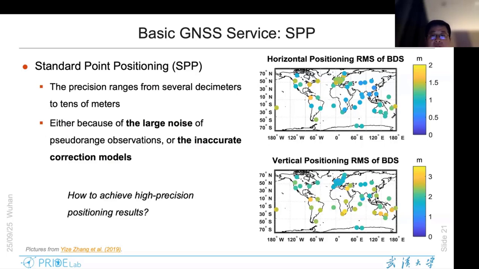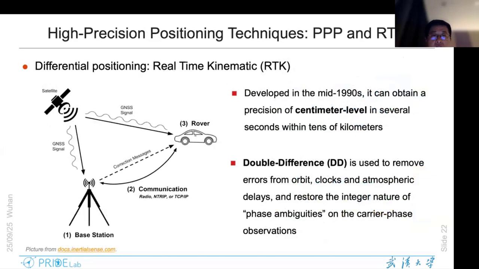we normally don't have precise models to correct for the troposphere delay, the relativity effects, as well as the orbital errors. So because of that, even if you have precise models, the high noise of pseudo range data will make this kind of correction useless. Right, so if we wanted to have high precision positions calculated using the GNSS data, we have to go to the carrier phase data.